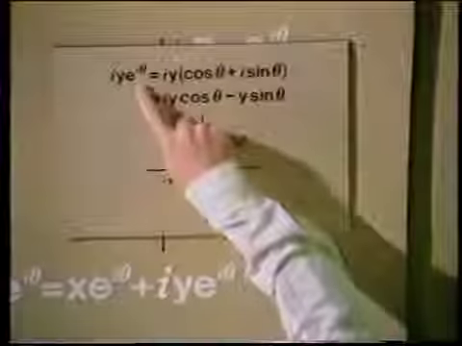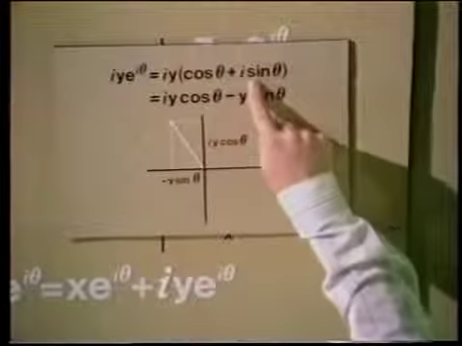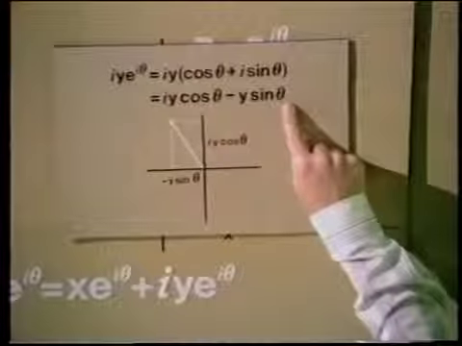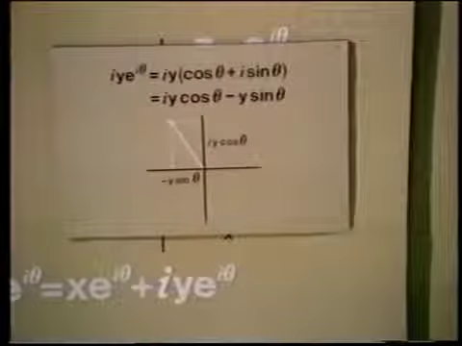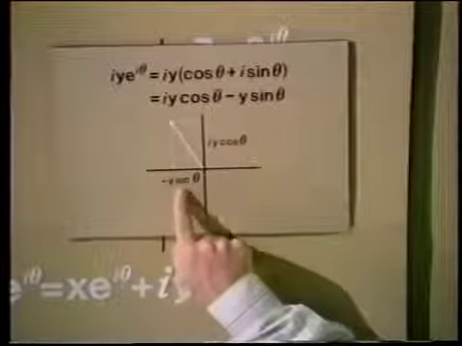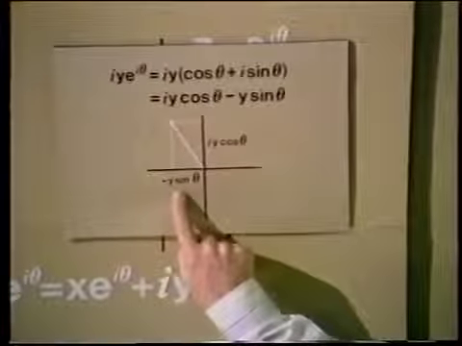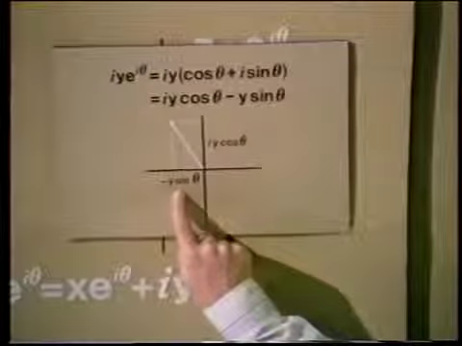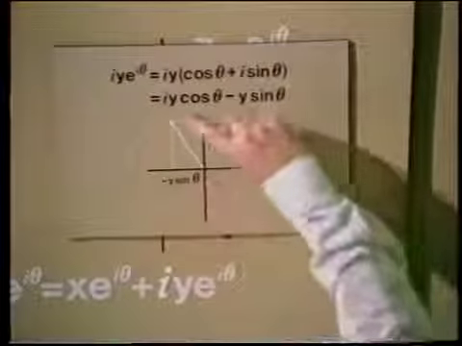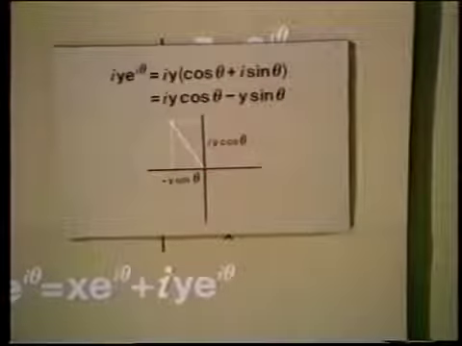Well, we can expand the exponential as cos plus i sine, and so we get these two terms. We can plot that, imaginary part iy cos theta and real part minus y sine theta. So where's iy e to the i theta? It's just at the corner of the rectangle.